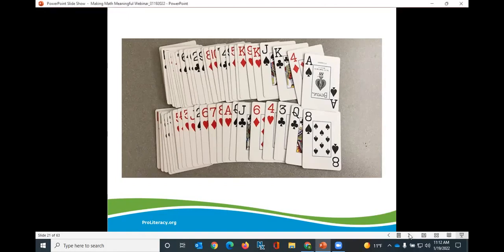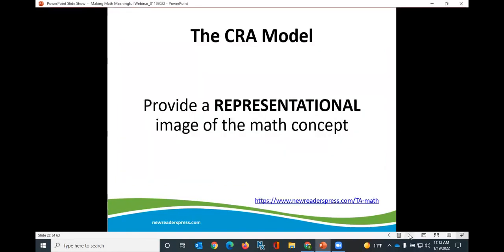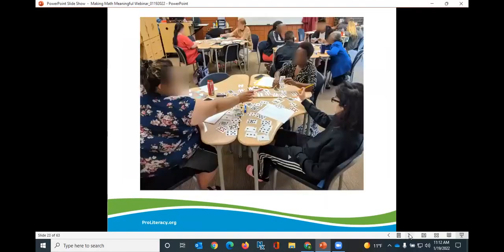So I took these cards, I removed the face cards, and then I decided to have them complete different activities. So you can see the list in front of my students is to do different things with those cards. And again, it addressed different areas and different math concepts.